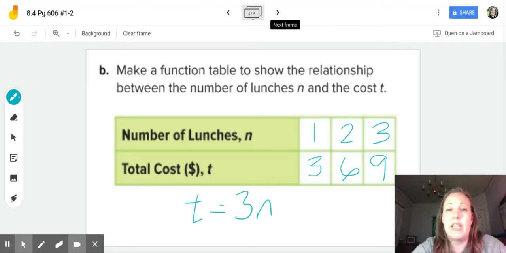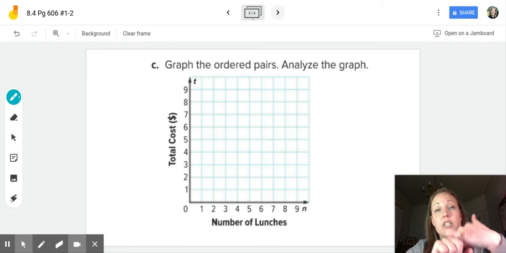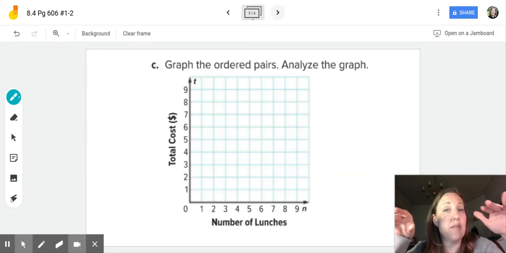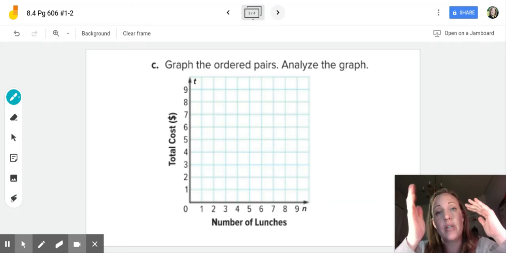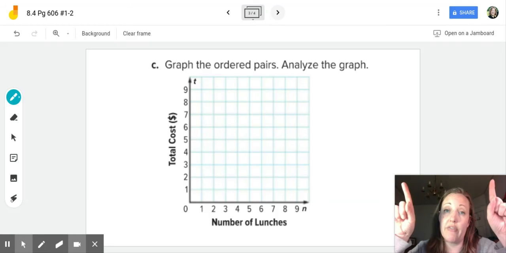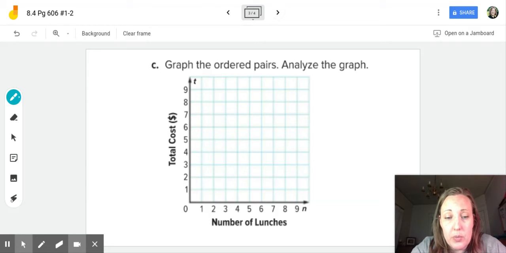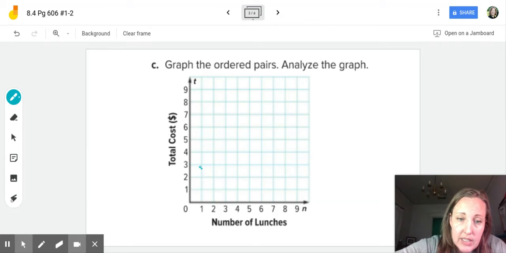Now we're ready for the next representation. So we've represented it using a table, and now we're going to represent it on a graph, because anytime you can make a table of inputs and outputs, you can also graph it, all right? So one lunch is $3. That's going to go here. And 2 lunches is going to be $6. It's going to go here. Okay. And 3 lunches is going to be $9.